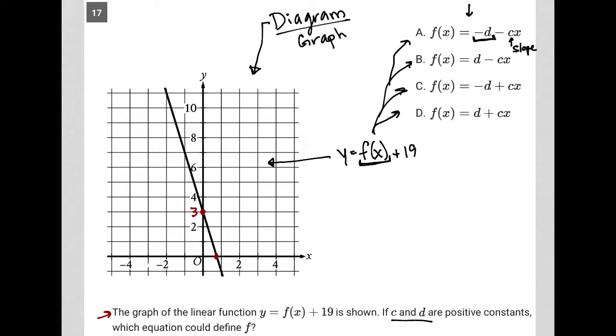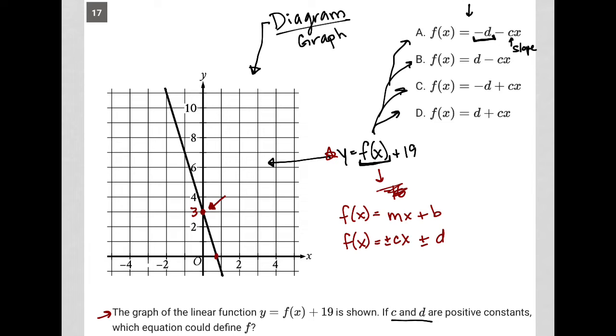What does it mean to me that my y-intercept is at positive 3 for this graph? It means that f of x must have a negative 16 involved, right? Let's backtrack. If f of x is equal to mx plus b, and then we say, well, actually, it's really equal to cx plus d, and really, it's plus or minus cx plus or minus d.